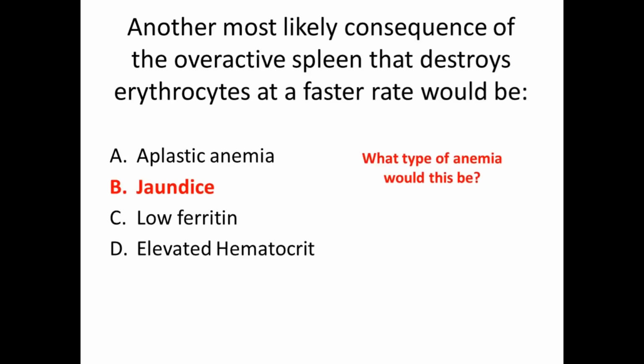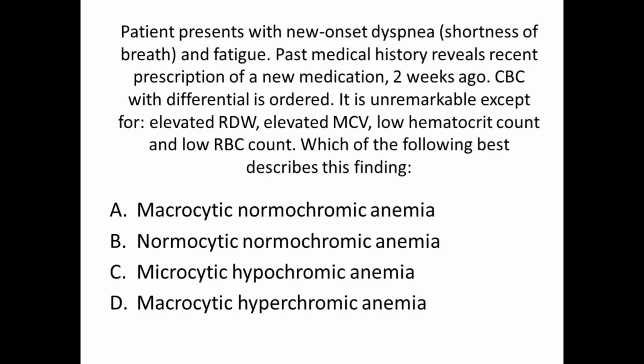What type of anemia would this be if you have an overactive spleen that is actively destroying red blood cells? Hemolytic anemia. Nice. Okay, almost there. Patient presents with new onset dyspnea, which is shortness of breath, and fatigue. Past medical history reveals a new medication that started 2 weeks ago. His CBC is ordered, and it's unremarkable except for increased RDW, elevated MCV, low hematocrit, and low red blood cell count. So what's the name for this presentation?